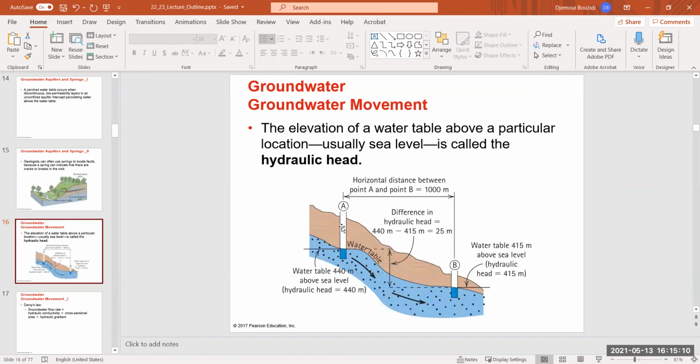Another factor that influences the flow of groundwater is the hydraulic head, which is really the gradient between these levels. If there is a slope in this case, that difference in height will tell us how fast the flow is. Of course, the greater the difference in height, the faster the flow of the fluid. If the slope is less, then the flow is going to be less.